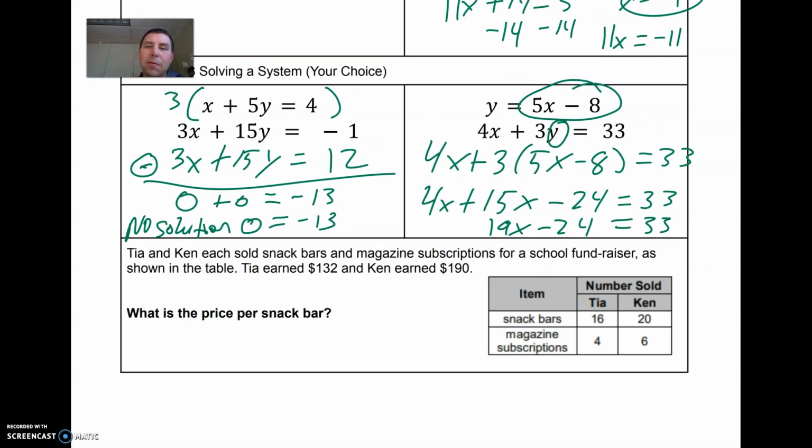But either way, the goal of solving a system algebraically is to figure out where these two equations meet, or in other words, where are they on both lines, aka the intersection point.